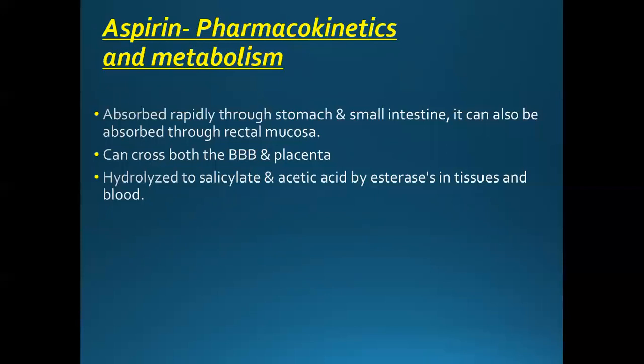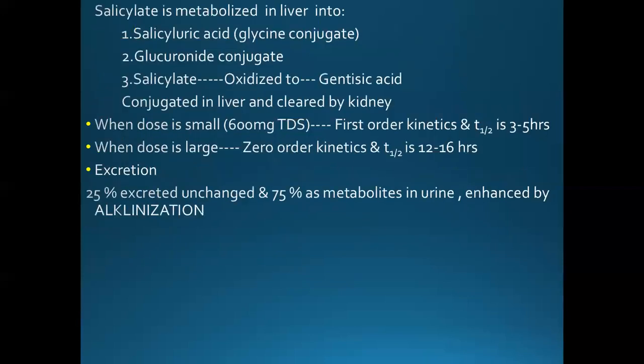It is hydrolyzed to salicylate and acetic acid by esterases in tissues and blood. Salicylate is metabolized in the liver into salicyluric acid, which is a glycine conjugate, glucuronide conjugates, and salicylate. So these are the three basic metabolites that are formed. Salicylates are oxidized to gentisic acid, and this gentisic acid is conjugated in the liver and then cleared by the kidneys.